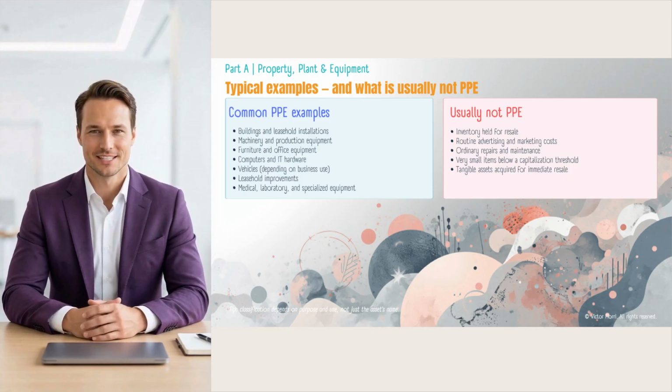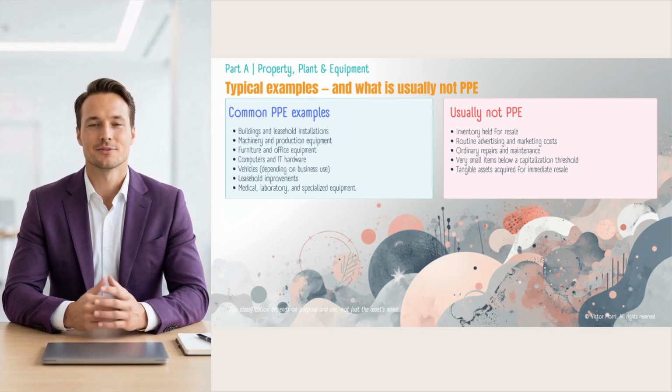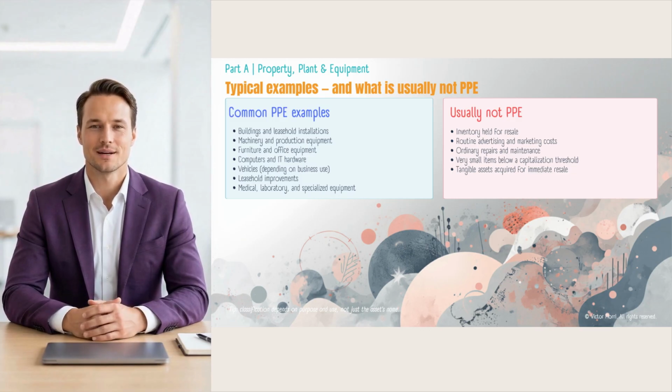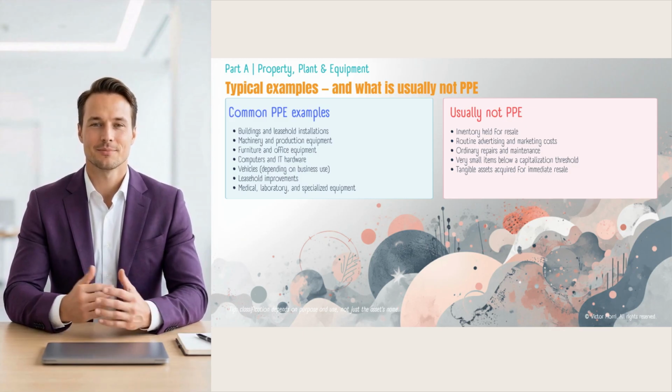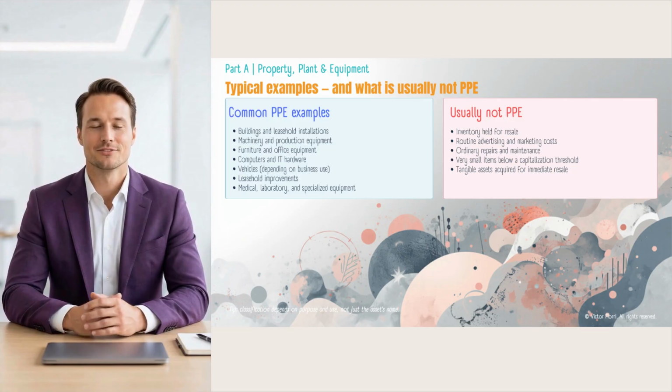Ordinary repairs and maintenance are expenses, not assets. Very small items below a capitalization threshold may also be treated as expenses, depending on company policy. The important message here is that classification depends on purpose and use, not just the name of the item. For example, one business may treat a vehicle as PPE, while another may treat vehicles as inventory if it sells cars. A practical tip is to always ask why the business holds the asset.